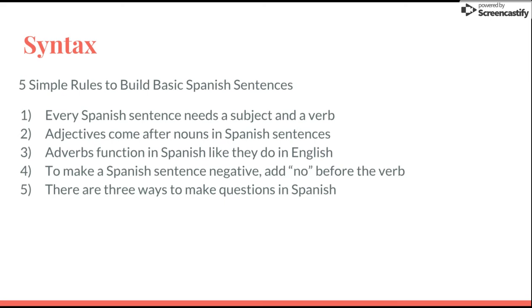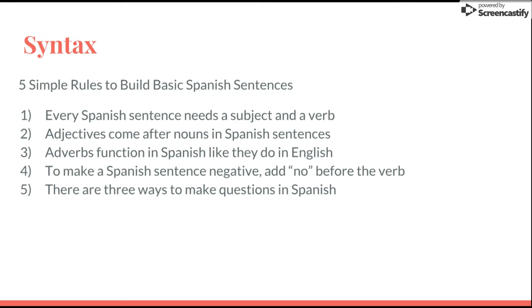Adverbs function in Spanish just as they do in English. The adverbs are used to describe verbs. In order to make an adverb, you add mente to the end of the adjective, which is similar to adding ly in English. Adverbs do not convey gender, and there are a few adverbs that don't follow the mente rule, like bueno and malo.